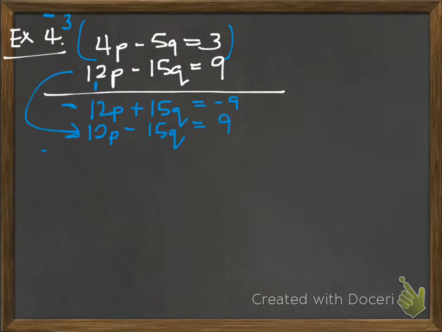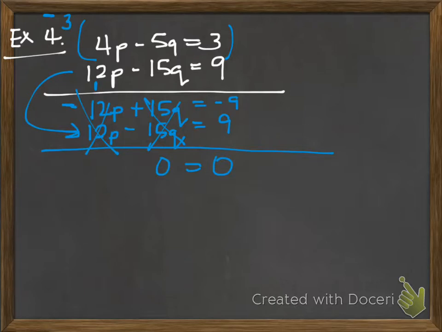Some of you might have already figured out where this problem's going. Look what's going to happen here. Negative 12 plus 12 cancels. Positive 15 minus 15 cancels, leaving me with 0 over here. Over here I have negative 9 and positive 9 cancel, leaving me with 0 here. Okay?